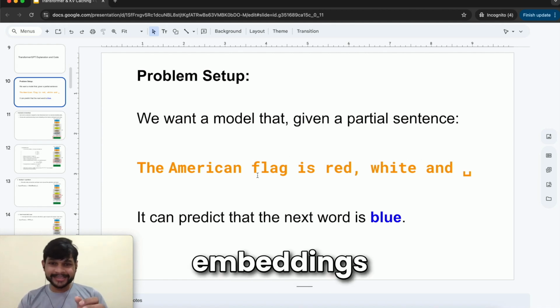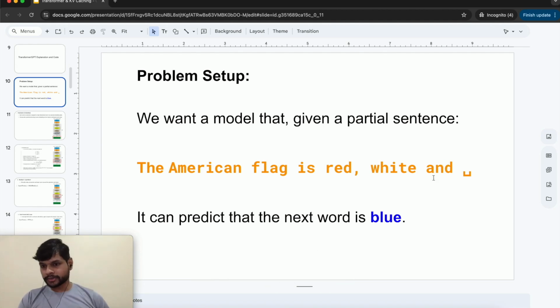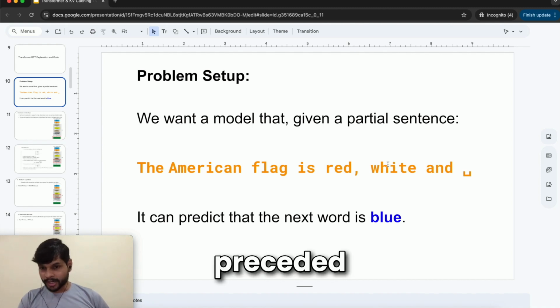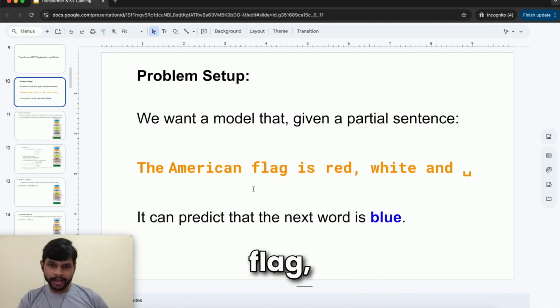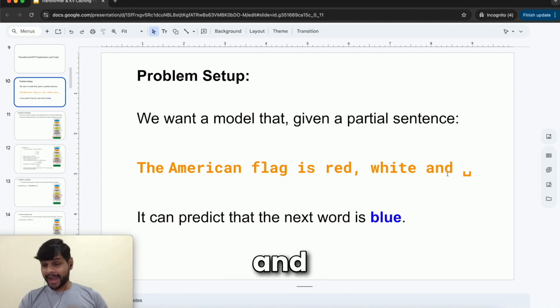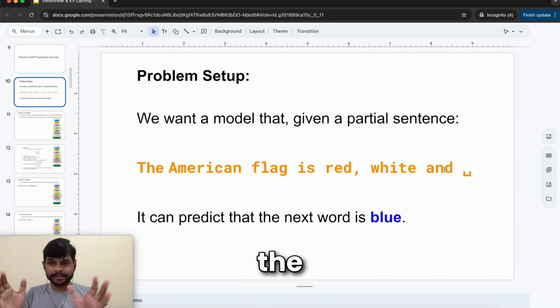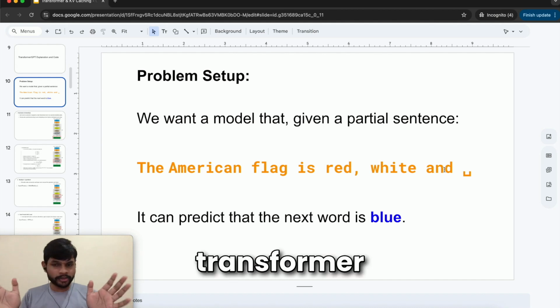Once we have these embeddings, which are vectors, we need to find a way so that these embeddings can talk to each other. Essentially, imagine the word "and" already knows that it is preceded by white, red, and this American flag. It has to understand the entire context beforehand so that the "and" itself will be able to predict what token should come next. That's the overall idea of the transformer network.